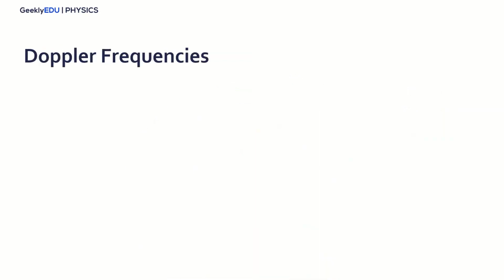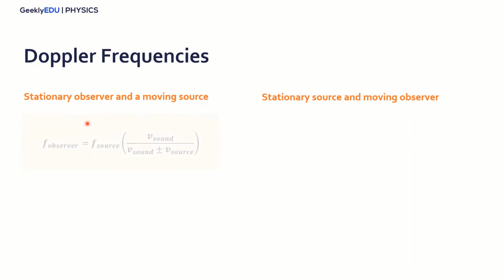Okay, so let's take a look now how we calculate these frequencies. We have those two situations: a stationary observer and a moving source, and a stationary source and a moving observer. Let's start from here. To calculate the frequency for a stationary observer and a moving source, the frequency for the observer is the frequency of the source times the speed of the sound, divided by the speed of the sound plus or minus the speed of the source.